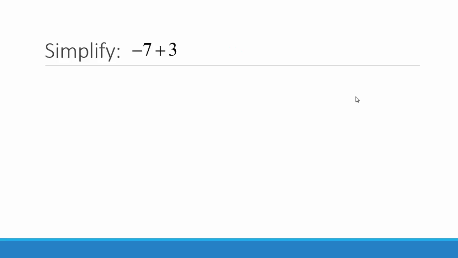-7 plus 3. The signs are different, so we're going to take the difference or subtract the numbers, the larger number minus the smaller number. 7 minus 3 is 4. So we get 4. Then to determine our sign, we look at the biggest absolute value number, which is 7. The number 7 has a negative, so our answer will be negative. If the signs are different, you subtract the numbers and keep the sign of the bigger number.